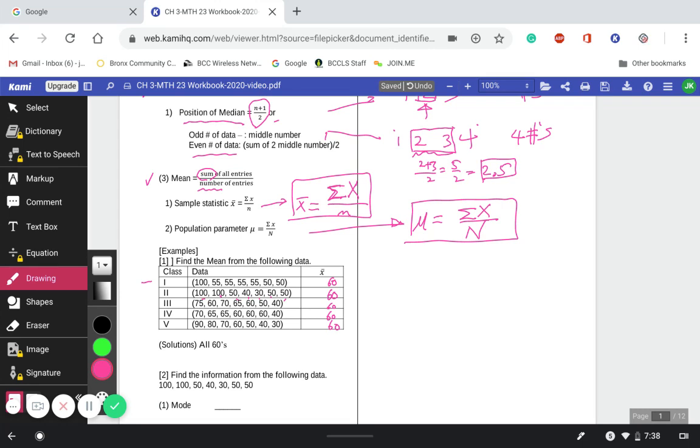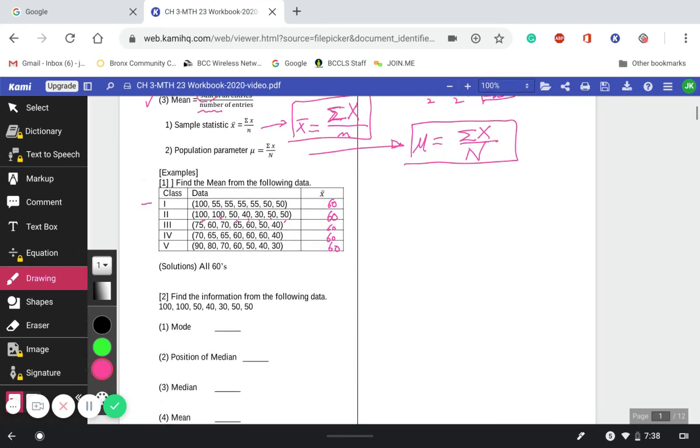But they are all 60s. So we need some middle number or value that represents each class, even though they look different, but they're all 60s. Okay? So when you add the individual entries divided by 7, then you will get all 60s.